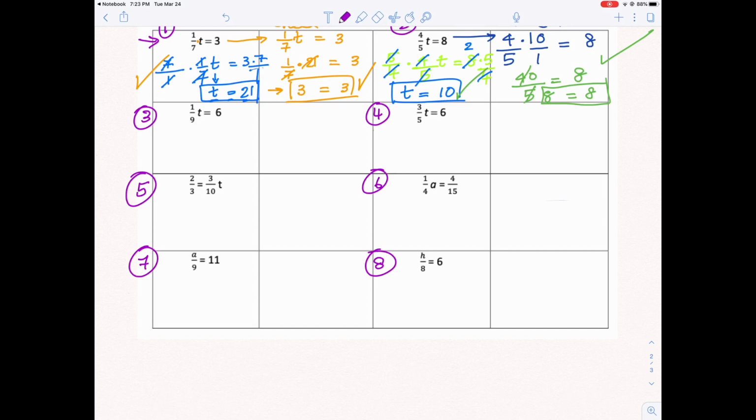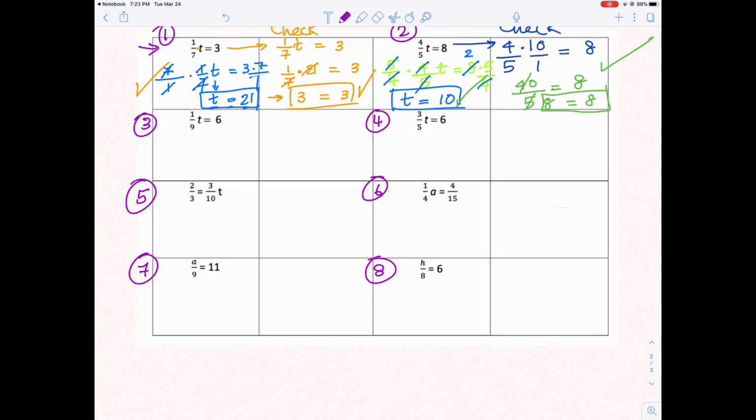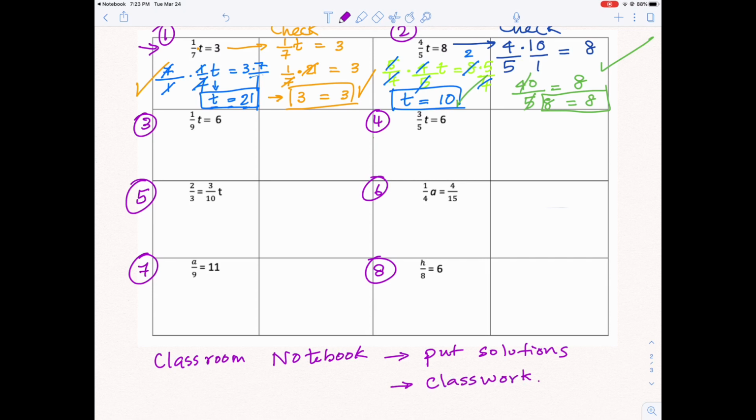Alright, so here are the problems. I'm going to leave it for a few minutes so it records, and I will upload these problems to Teams. So you're going to go to Classroom Notebook and put your answers and solutions on the Classwork tab. Good luck.